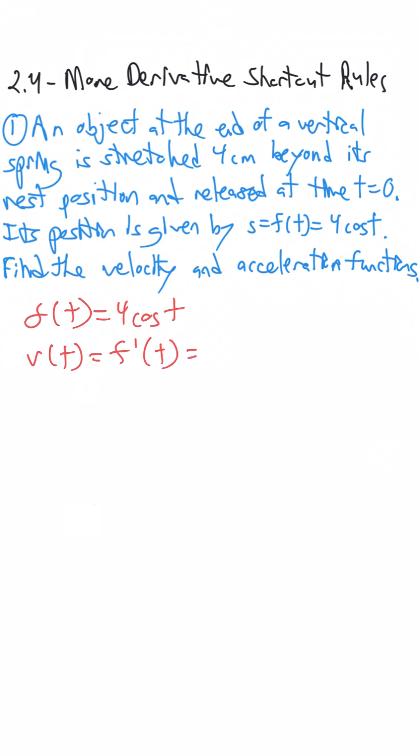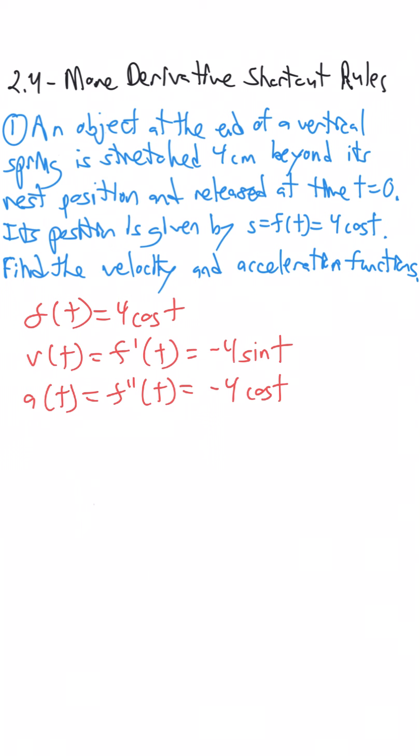Use a shortcut rule now. Well, what's the shortcut rule again for cosine of t? Derivative of cosine of t is negative sine of t. So what's the derivative here? Negative 4 sine of t. Okay, now we're going to find acceleration, which is f double prime of t. Take a derivative again. What's the derivative of sine of t? Cosine of t. So we got negative 4 cosine of t.